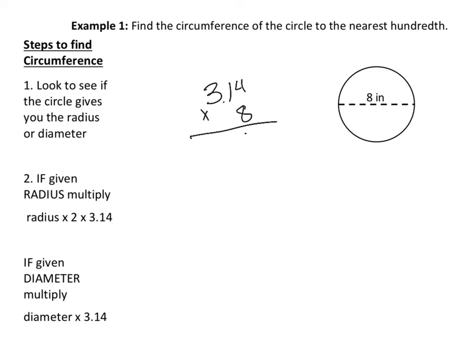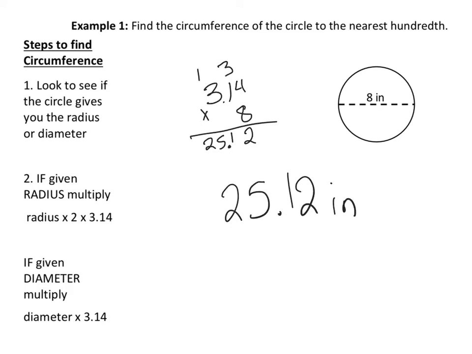8 times 4 is 32. Carry the 3. 8 times 1 is 8, plus 3 is 11. Carry the 1. 8 times 3 is 24, plus 1 is 25. Now, we are not done yet. We have 2 decimal places up top, so we have to move our decimal 2 places to the left here. So we put it right in the middle, and we end up getting 25.12 inches all the way around the circle.